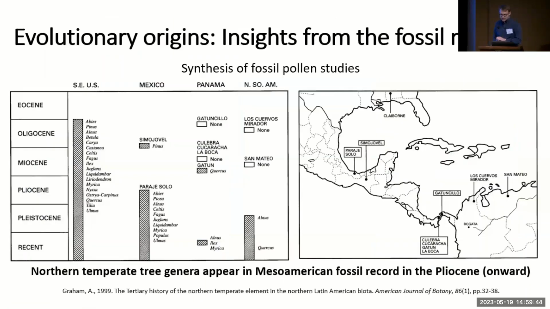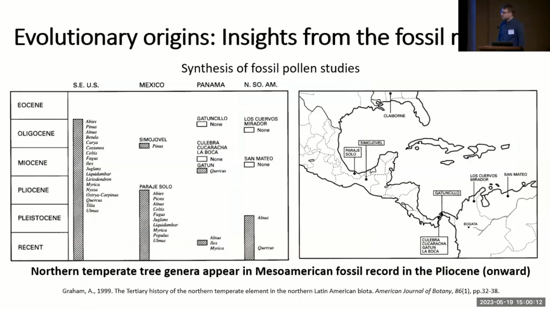Okay, so now let's consider the evolutionary history of this disjunction pattern. When did it form in geologic history? Most of the paleobotanical work on this disjunction pattern has been done by Alan Graham. He was a palynologist, and this is synthesizing his work on fossil pollen from Eastern North America to Northern South America throughout the Cenozoic.